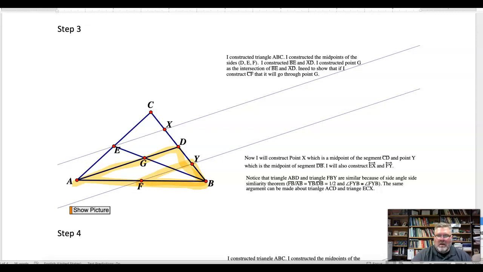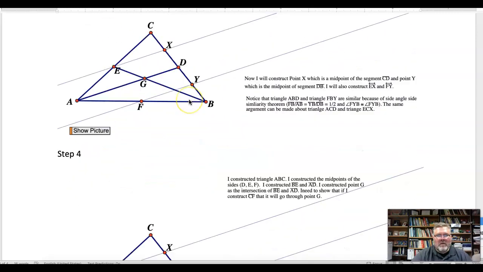We can also do the same thing for ACD and ECX, these two triangles. So we're showing they're all similar. Okay, let's just turn that off.